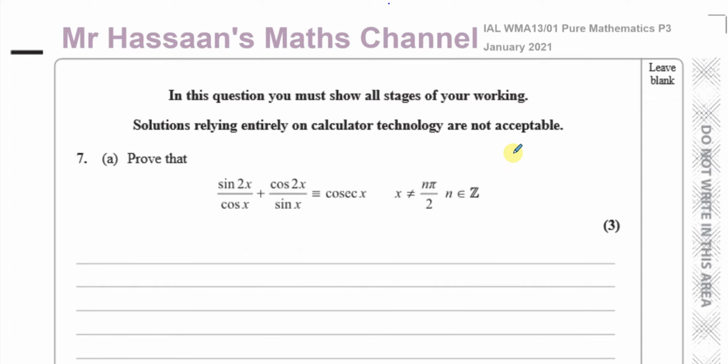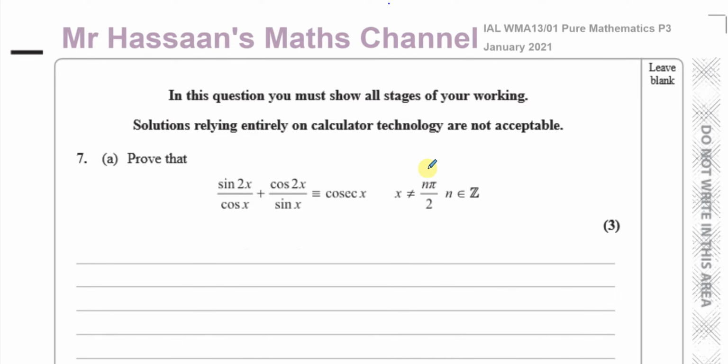This is question number 7 from the International A-Level Edexcel Pure Mathematics P4 paper from January 2021. In this question, we have to prove that sine 2x over cosine x plus cosine 2x over sine x is identical to cosec x. And x cannot be a multiple of pi over 2, where n is an element of the integers, this n here.